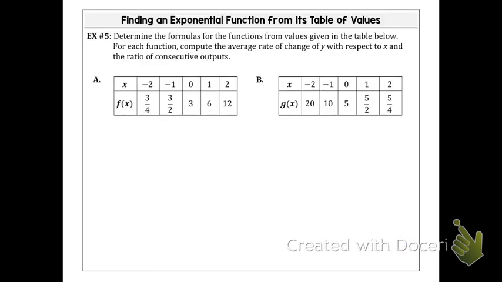All right, example 5 says determine the formulas for the functions from values given in the table below. For each function, compute the average rate of change of y with respect to x and the ratio of consecutive outputs. All right, so look at A there. Sorry, somebody came to the door. So we've got our table, and we're looking for our equation.